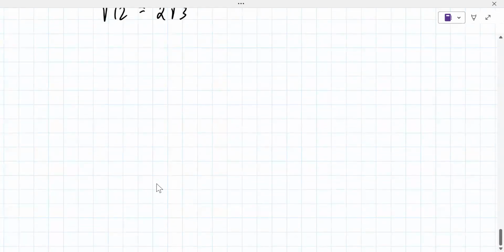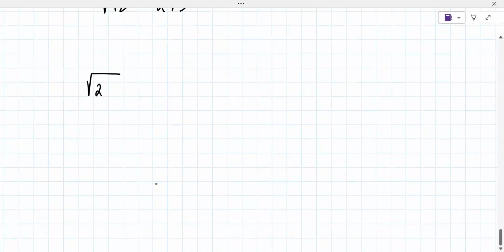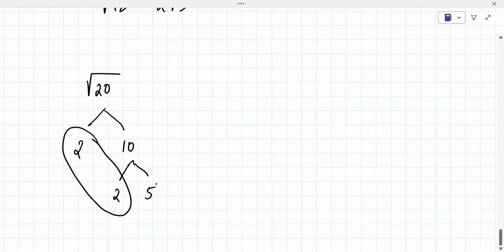Okay, so let's look at another one here. Let's look at the square root of 20. Let's start with 2. 2 and 10. Does 2 go into 10? Yeah. 2 and 5. Are there any pairs? Yep, the 2 and the 2. So a 2 comes out, and then it's the square root of whatever's left over, which is the 5. So these are equal.